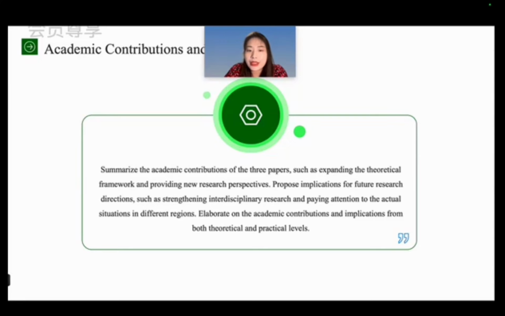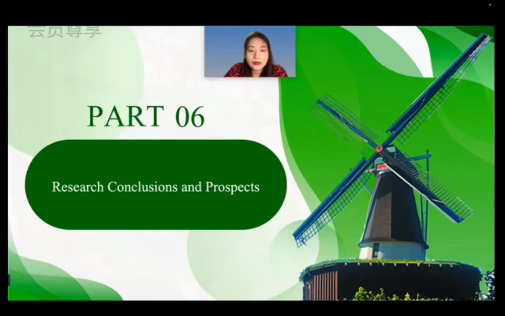In the future, we need to do more interdisciplinary research and pay attention to the differences in different regions. Part 6, maybe that's the last part, research conclusion and prospects.